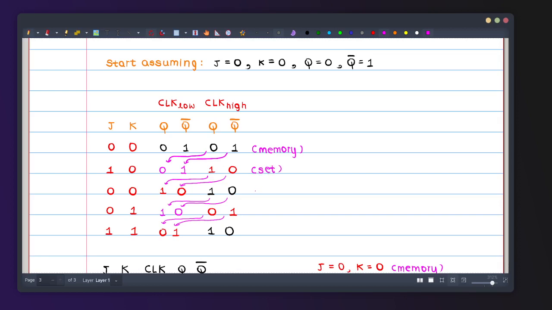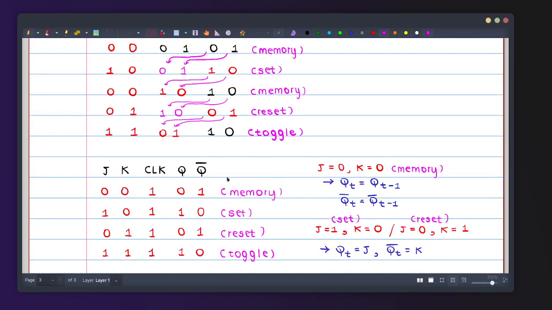When J and K are both 0, it's still in the memory state. Whatever was in the initial row, the same operation happens now, still storing data. When J is 0 and K is 1, it's in the reset state. And when both J and K are 1, it's no longer in a fault condition, it's in something called the toggle state, which means that it's going to alternate between 0 1, 1 0, 0 1, 1 0. We'll see this in action in the practical video that I'm going to have soon after this video on my playlist. Right, so let's now simplify this.